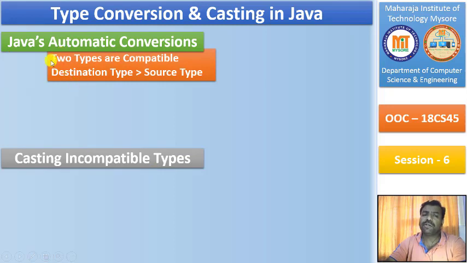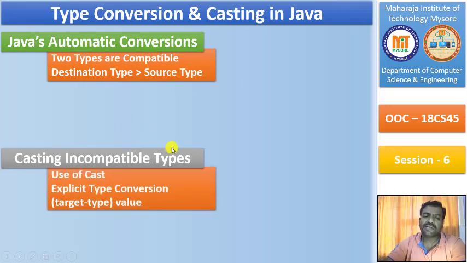Automatic conversion happens when the two types are compatible. When they are compatible, we can have automatic type conversion. To be compatible, either both types should be the same or the destination type should be greater than the source type. This is not about the value they hold, but the size they hold. For example, if the destination type is a long, which is 8 bytes, and the source is an integer, which is 4 bytes, then 8 is greater than 4, hence the automatic conversion can happen.